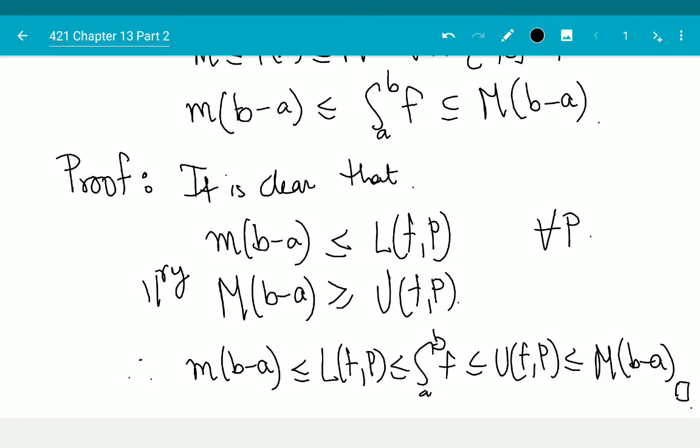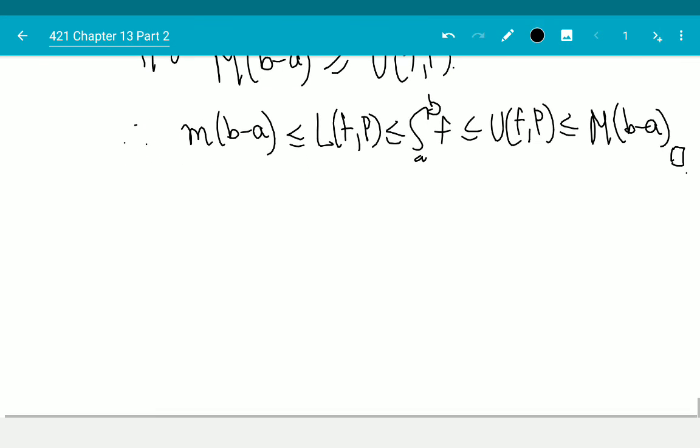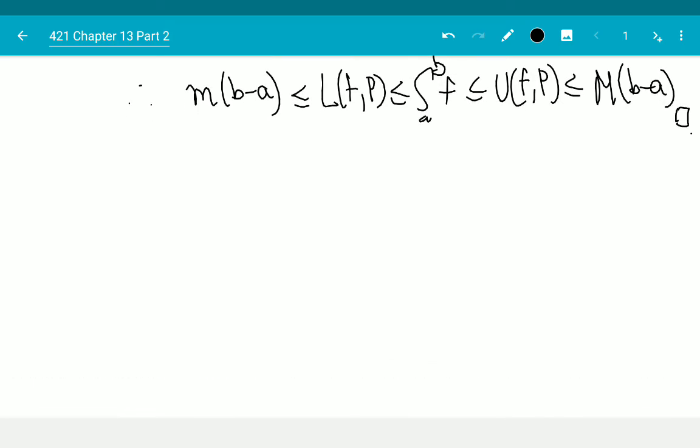Nice and easy result. Now, let us do one slightly complicated result, which will set us up for the next chapter, which will be the fundamental theorem of calculus, and that is theorem 7, which is theorem 13.8 actually. So this is the 8th theorem in the book because I combined 6 and 5 together.